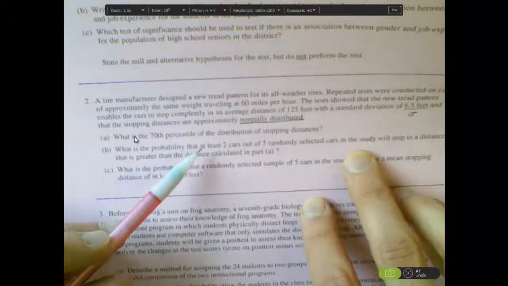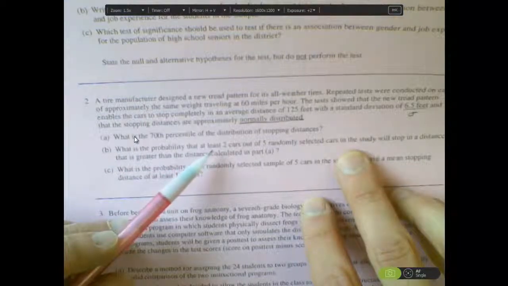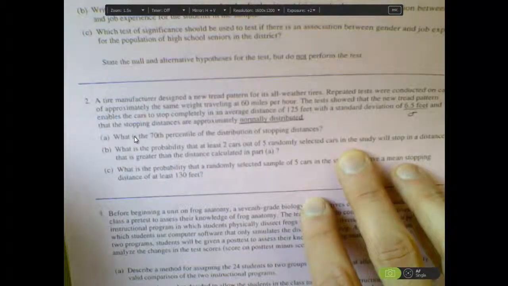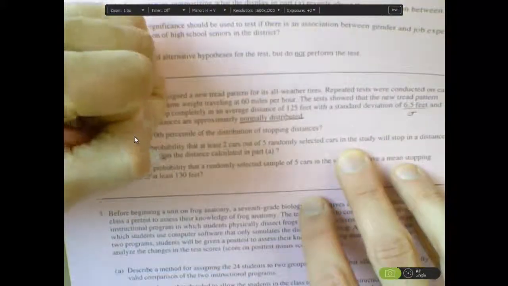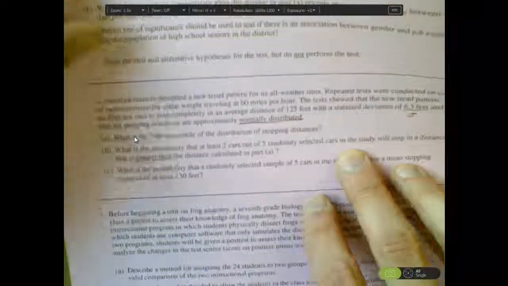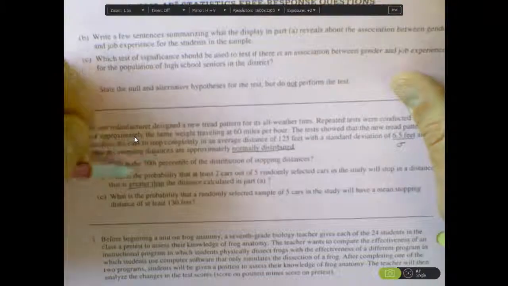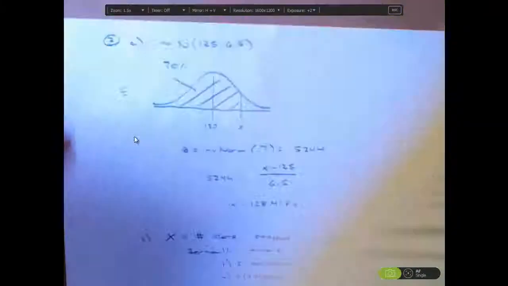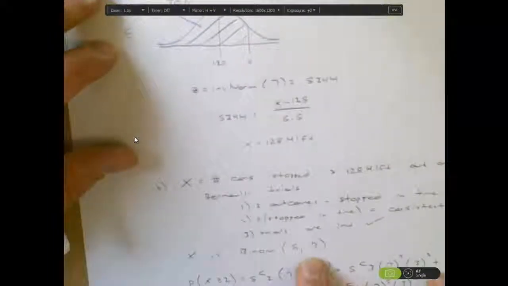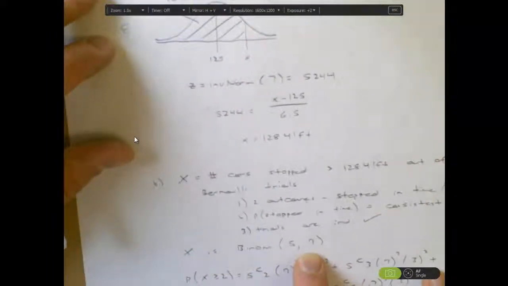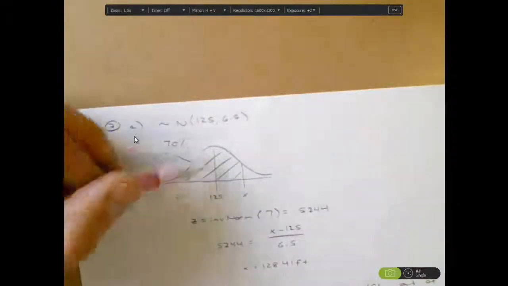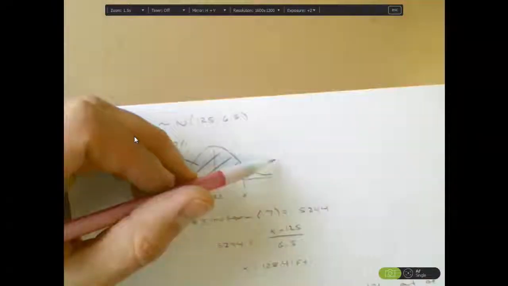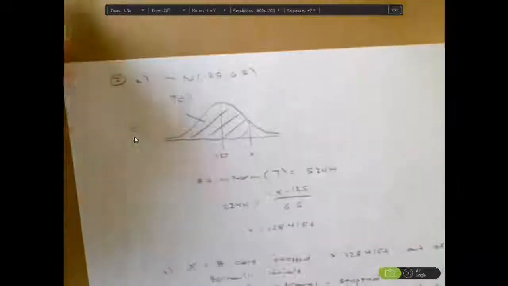Okay, so this is where I didn't read carefully. What's the probability at least 2 out of the 5 cars will stop in a distance that is greater than the distance calculated in part A? So we know that was the 70th percentile. So what you'll notice that I screwed up here is the probability of success is 30%. If 70% stopped in that distance or less, then 30% stopped in that distance or more.